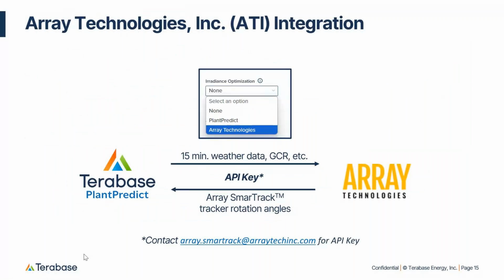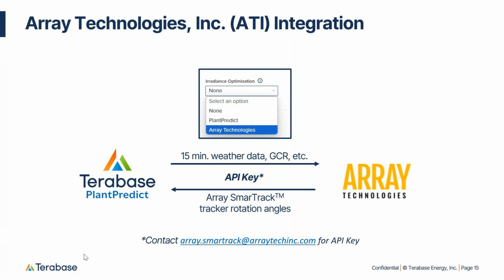So the Array Technologies integration. For trackers, if you've selected backtracking, we have a new ATI irradiance optimization option. And I've shown a screenshot of what that option box looks like from the DC field within the prediction.